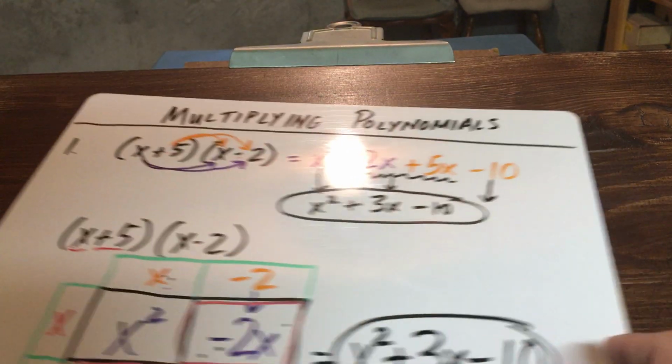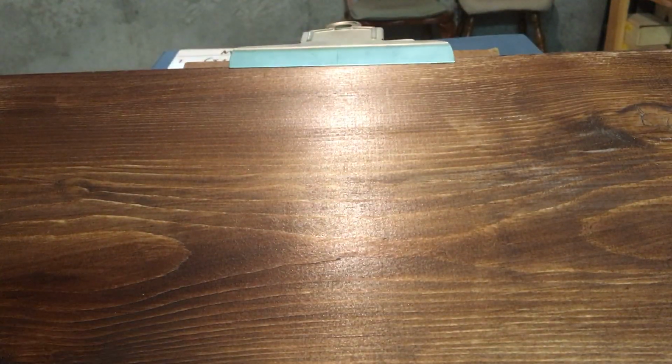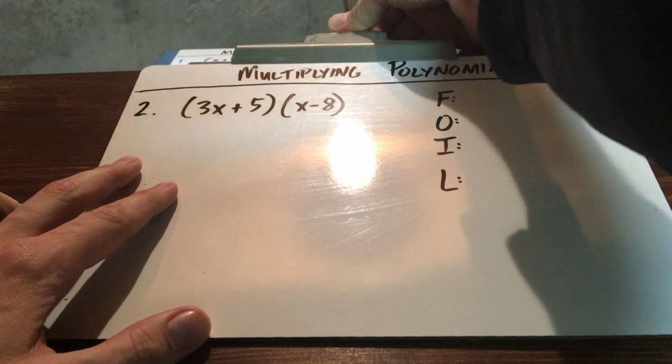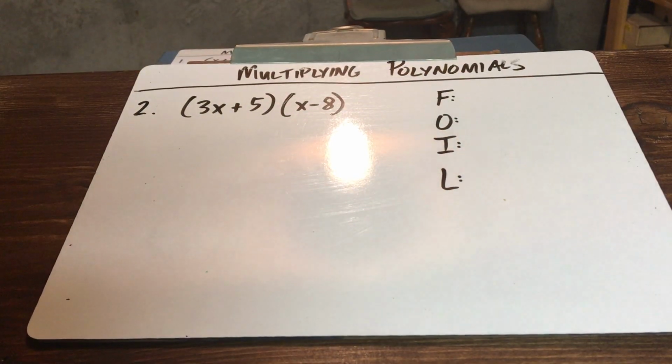Okay, there's 2 more methods to do these questions. Let me transfer my boards. Another one that's super popular, you'll see in algebra books all across the world, not just in the United States, is to do the FOIL method.